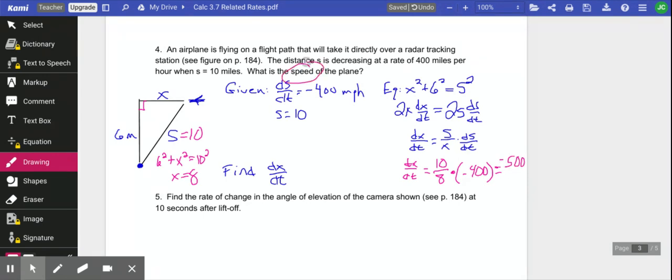Now, this was asking for the speed of the plane. So since it's moving to the left, it's negative 500. But speed is always positive. So our final answer is going to be 500 miles per hour. It's just moving to the left. That's why we had the negative. But speed is always a positive value. So we'll do the next example in the next video.